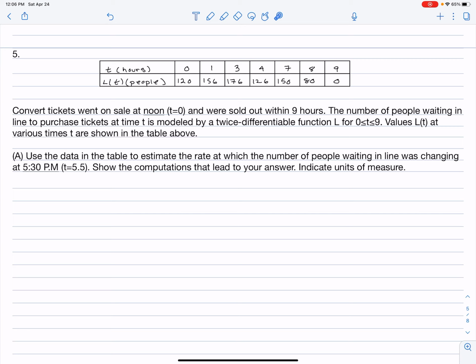Okay, let's see what we got here. So we've got these concert tickets, and they're being sold from time 0 to 9. And L of t gives us the number of people waiting in line. Okay.